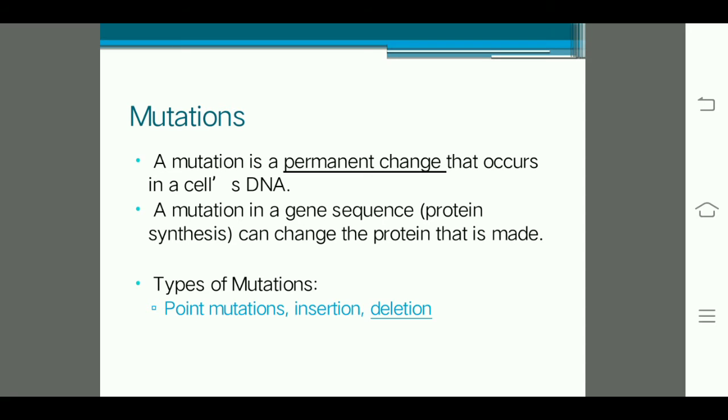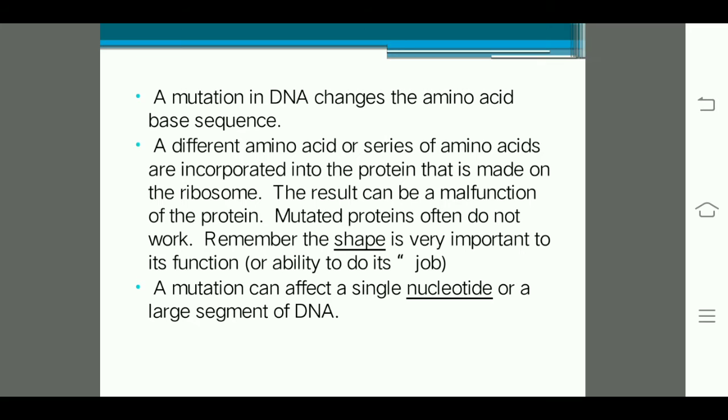Mutation. A mutation is a permanent change that occurs in a cell's DNA. A mutation in a gene sequence can change the protein that is made. A mutation in DNA changes the base sequence, so a different amino acid or series of amino acids is incorporated into the protein that is made on the ribosome. The result can be malfunction of the protein. Mutated proteins often do not work. Remember, the shape is very important to its function. A mutation can affect a single nucleotide or a large segment of DNA.